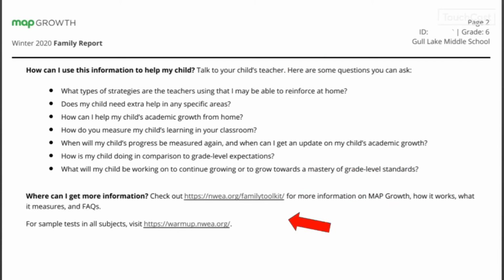At the end of the report, it lists possible questions you could ask your child's teacher, like, does my child need extra help in specific areas, or when will my child's progress be measured again? Consider using these questions to guide any future conversations. If you have additional questions about MAP Growth, you may want to reference the Family Toolkit. The URL is included on your child's family report.